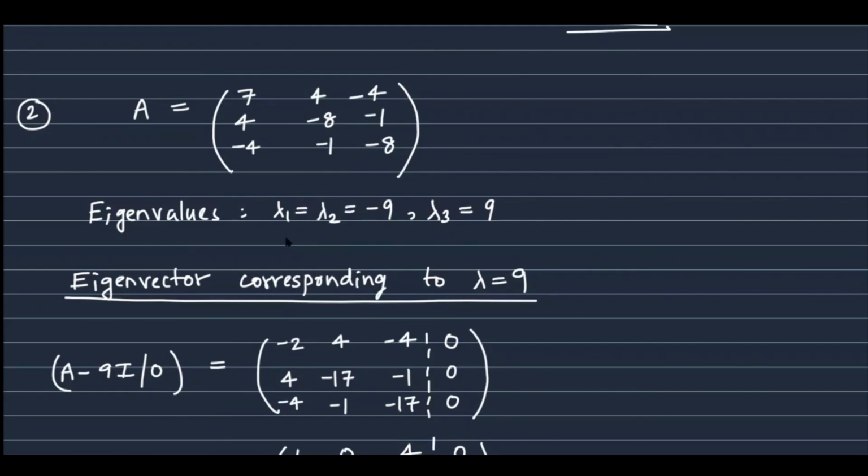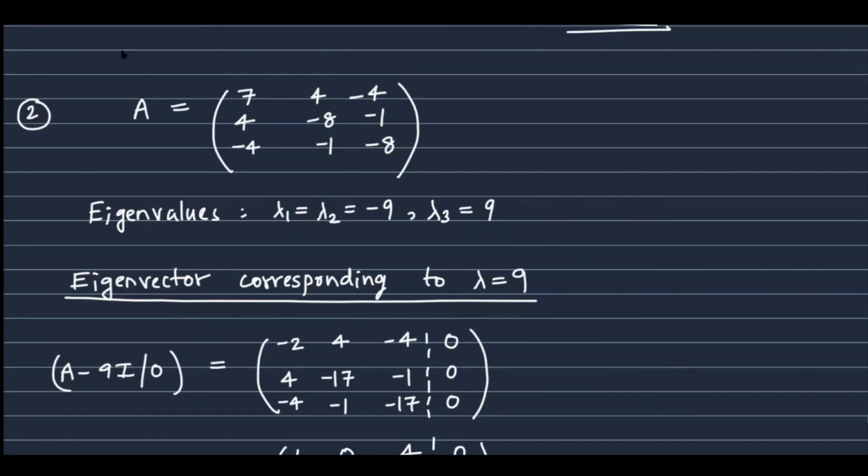Here we can see that the matrix A has repeated eigenvalues. Lambda 1 and lambda 2 are minus 9 and lambda 3 is 9. So first we can find the eigenvector corresponding to the eigenvalue lambda equal to 9.